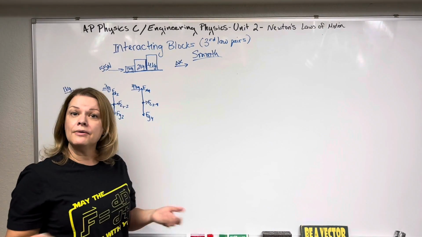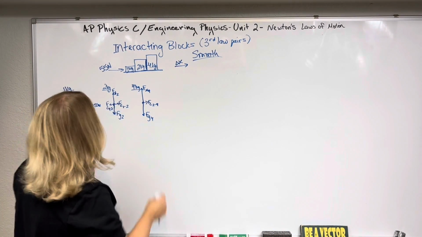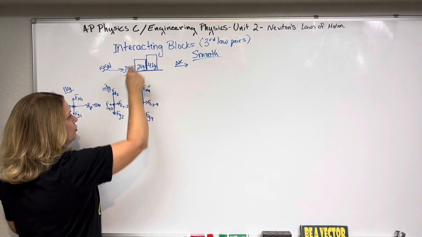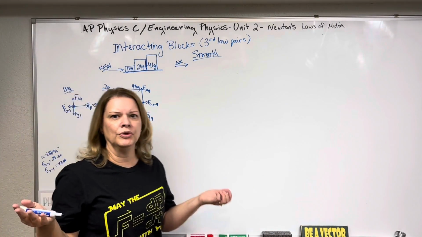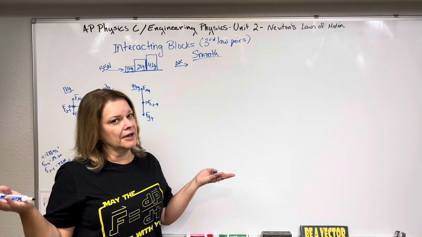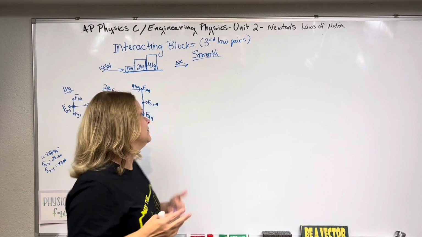Okay, now we have our free body diagrams. So again, 1 was pushing on 2, 2 was pushing on 1, 2 is pushing on 4, 4 is pushing back on 2. It's kind of like when the bug hits your windshield. It's equal and opposite force, right? The bug doesn't make out as well because it's got a lot less mass, but still.